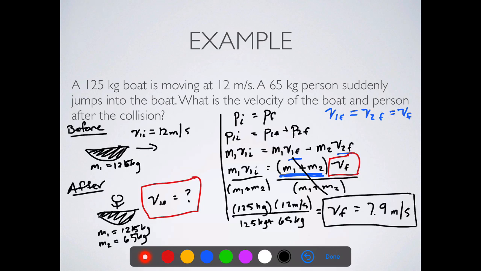Now again, conceptually this should make sense. I'm moving slower than I was at the beginning, but I'm still moving in the positive direction. What type of collision is this? Well, I have 2 separate things at the beginning and 1 thing combined at the end. So this would be inelastic because 2 things are sticking together.